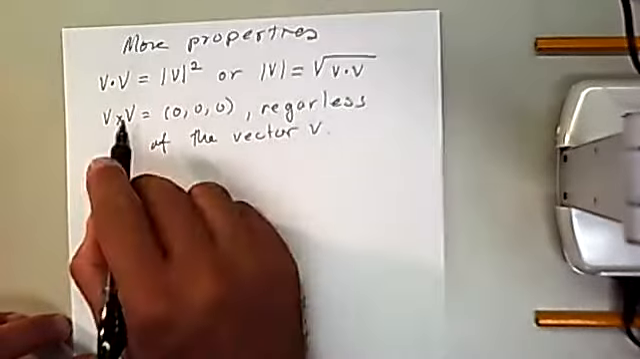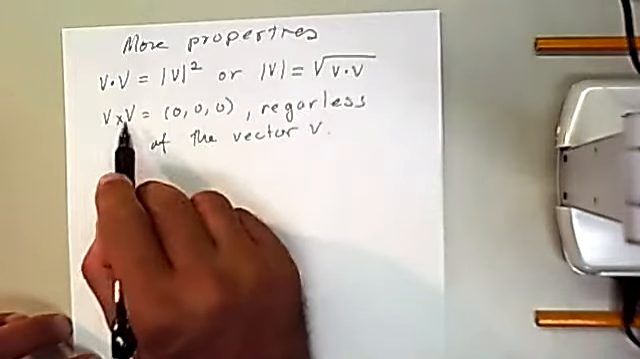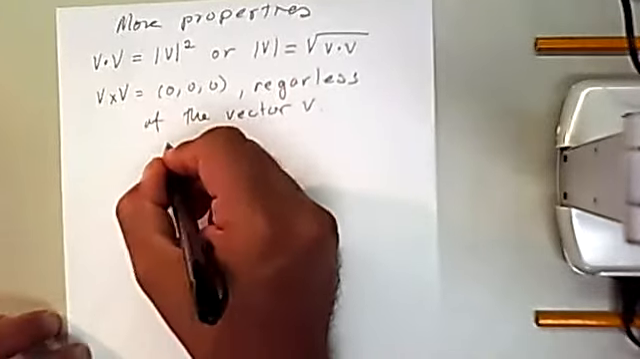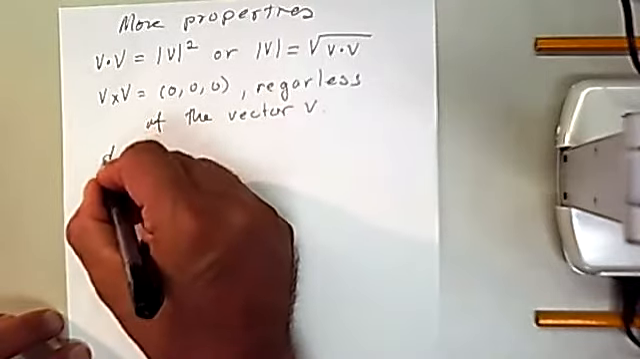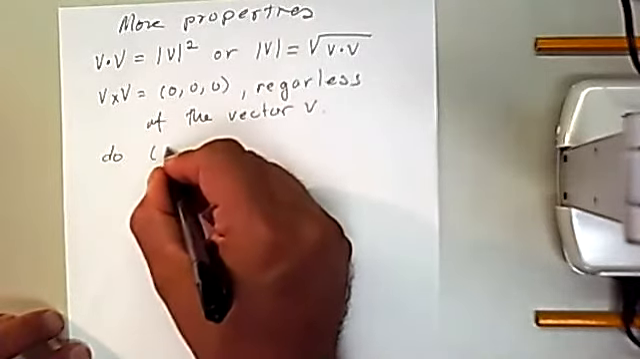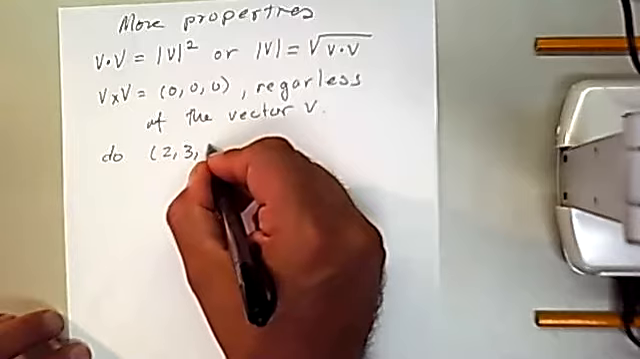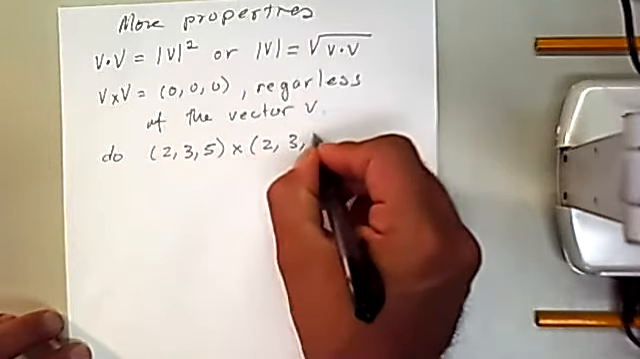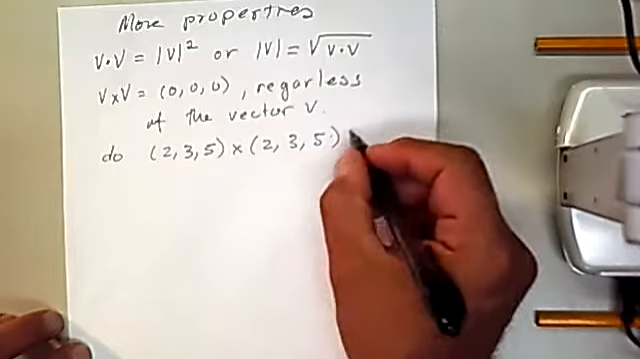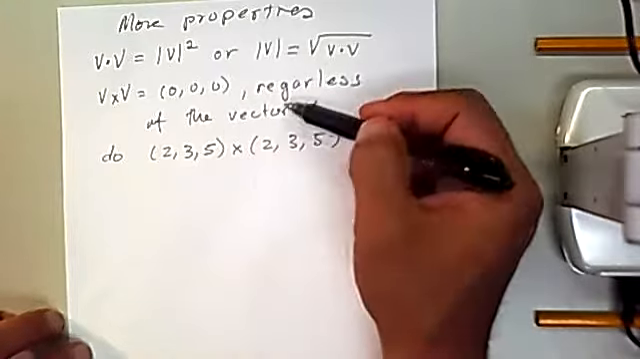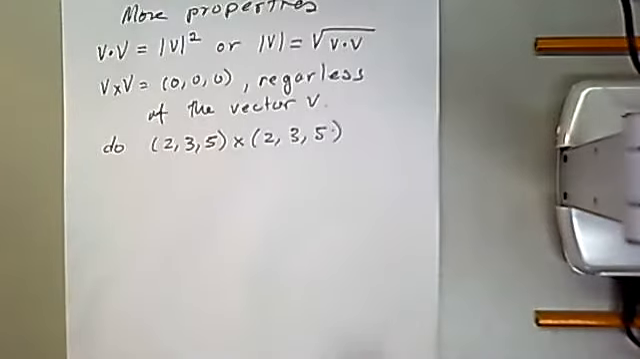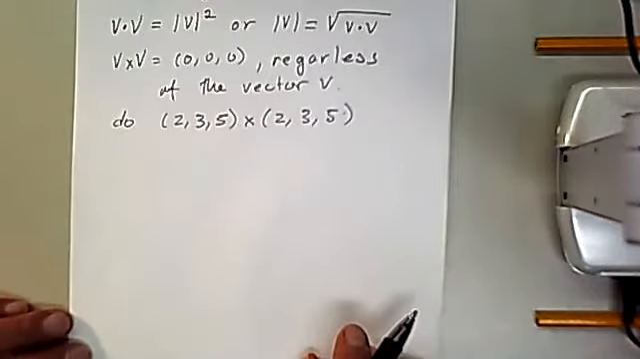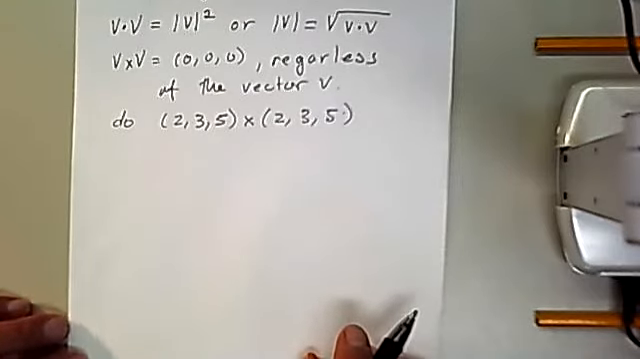And if you actually do, it is not a bad idea to do the experiment with a vector. I suggest that you do, say, 2, 3, 5, and cross it with 2, 3, 5. So you can verify my statement. I'm making a statement, and it is a good idea to verify it. That is not necessarily a proof, but to verify that I'm not off.